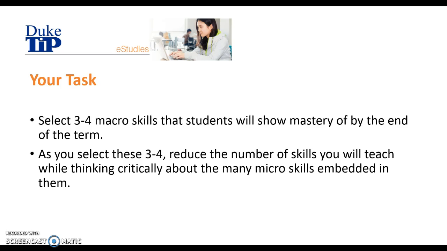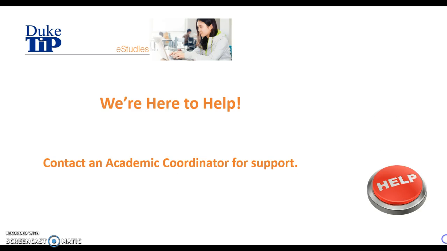So here's your task. You're going to select 3 to 4 macro skills that students will show mastery of by the end of the term. And as you select these, reduce the number of skills you will teach while thinking critically about the many micro skills already embedded in those macro ones.